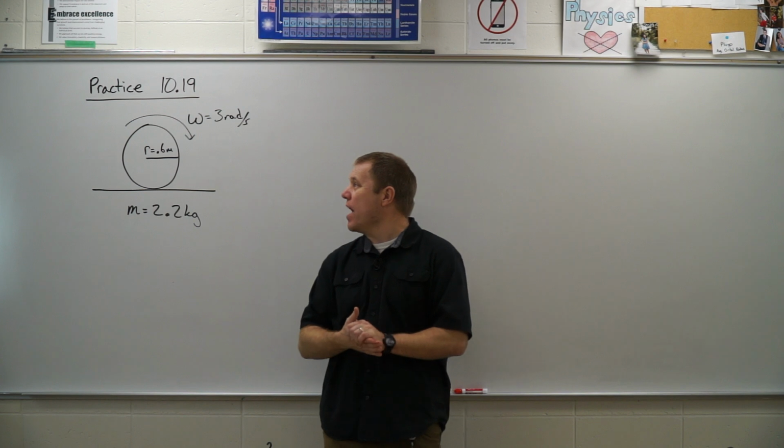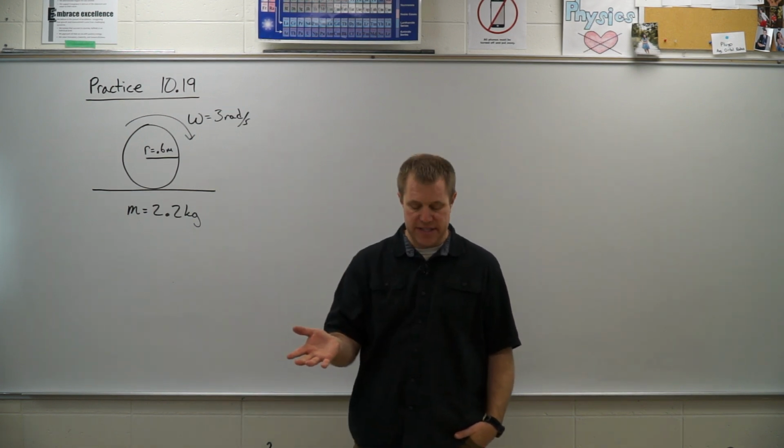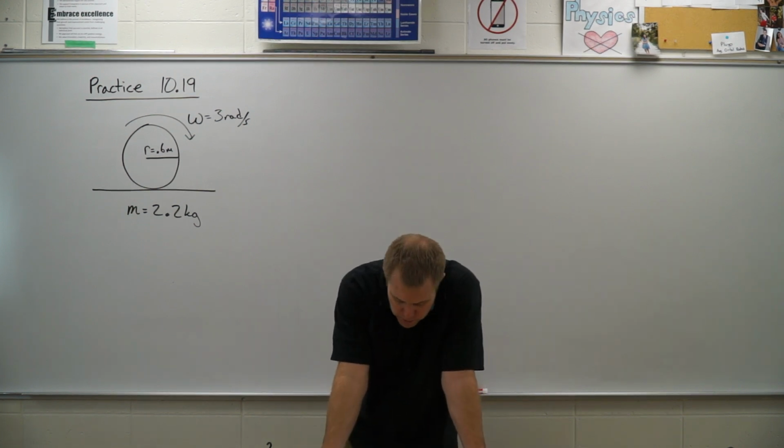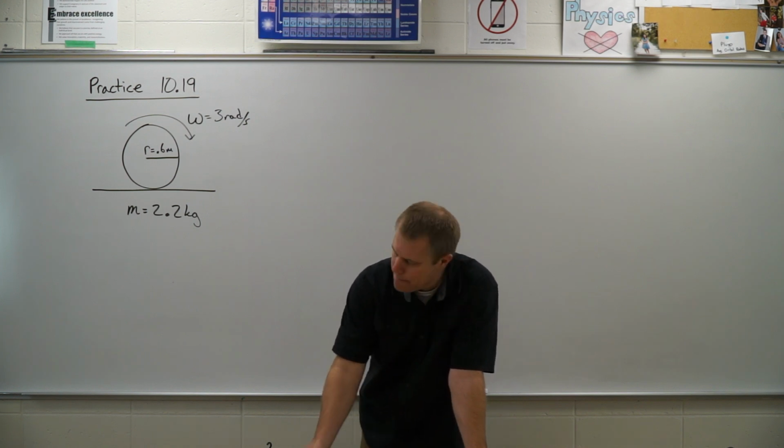All right, so you gave this practice 10.19 a try, so let's go through it and see how you did. We have a 2.2 kilogram hoop, 1.2 meters in diameter. It's rolling to the right without slipping on a horizontal floor at a steady 3 radians per second. How fast is the center moving?